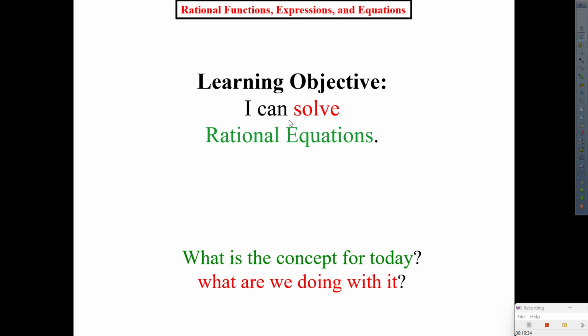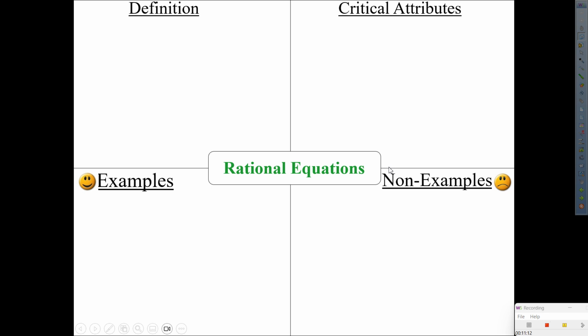So, I can solve rational equations. You do need a Frayer model. Here we go. What are rational equations? Rational equations are equations that contain one or more rational expressions. What's a rational equation? An equation that contains one or more rational expressions.